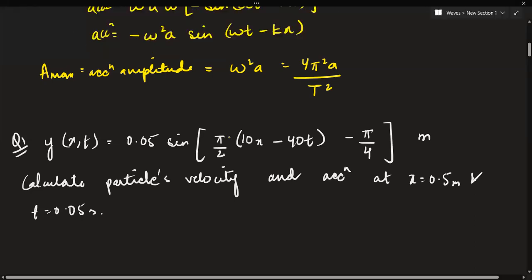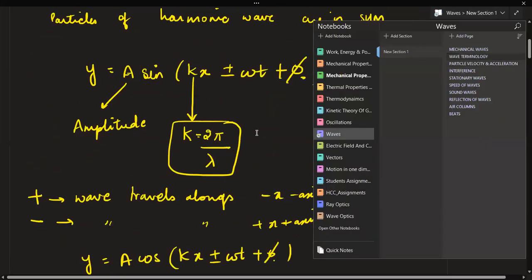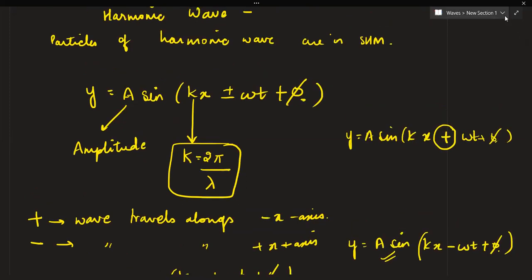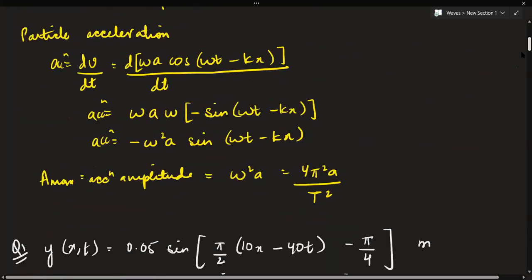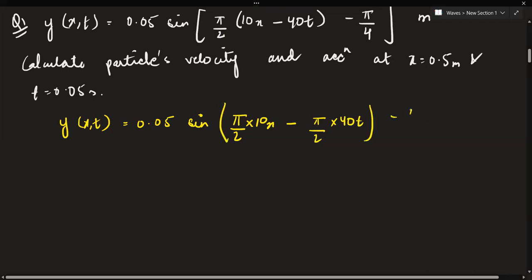Now we have to compare it to the standard equation. The standard equation is the previous equation that we have seen. So we have to compare it with this standard equation. For calculation, the equation is given to us as y is 0.05 sine. Let us multiply this. Pi by 2 is given, so it will be pi by 2 multiplied by 10x minus, then pi by 2 is multiplied by 40t also. This is open now, minus pi by 4.